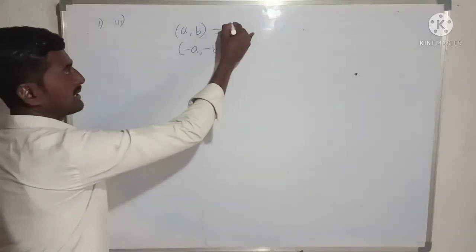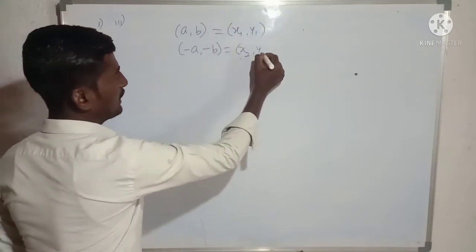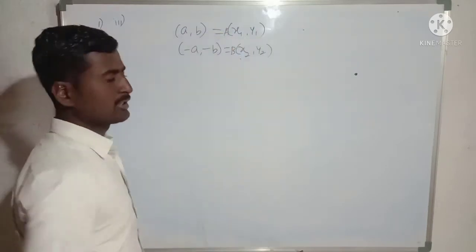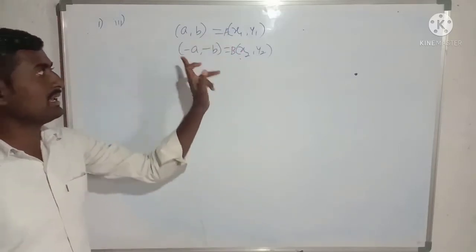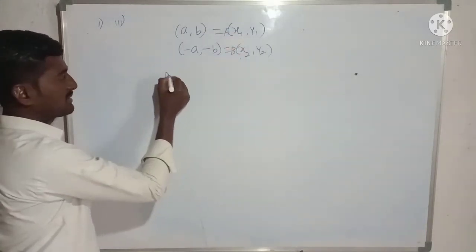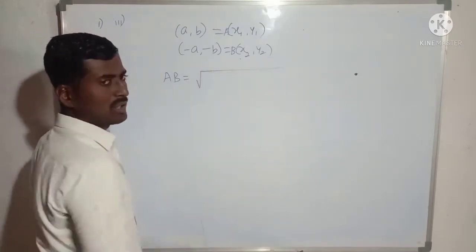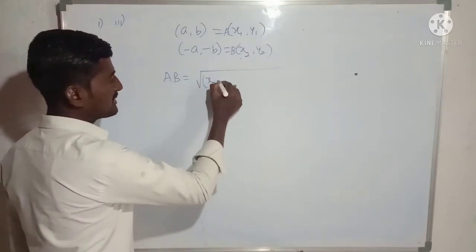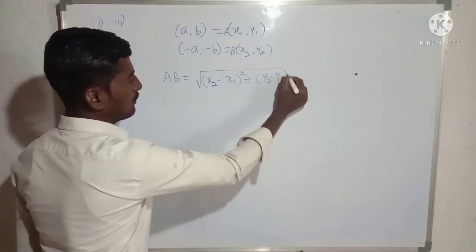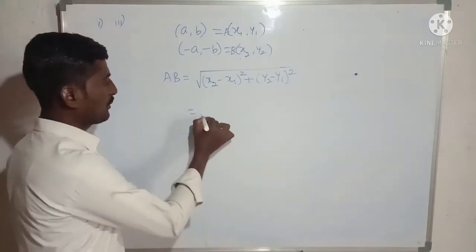Now we'll take the first point as x1 comma y1 and second point as x2 comma y2. Now we'll take this point as A and this as B. Let us assume it. The first point I have taken as A, second point as B. Now we have to find the distance between these 2 points, that is AB is equal to under root of, let us write the formula first, x2 minus x1 whole square plus y2 minus y1 whole square. Okay, this is the formula. Let us substitute the values.